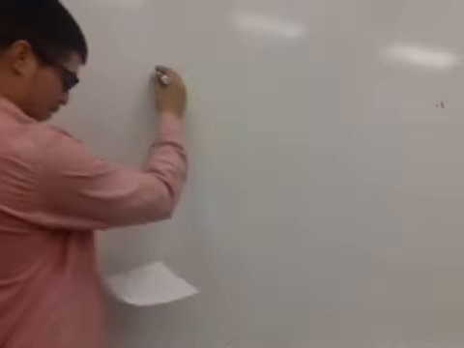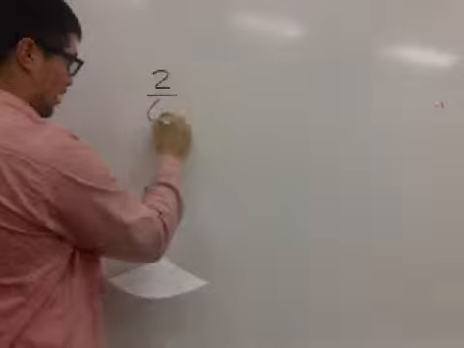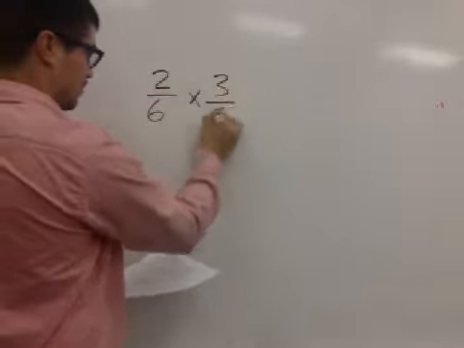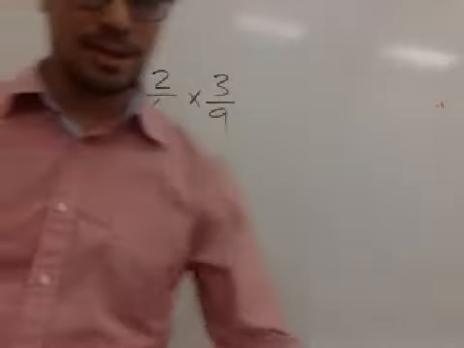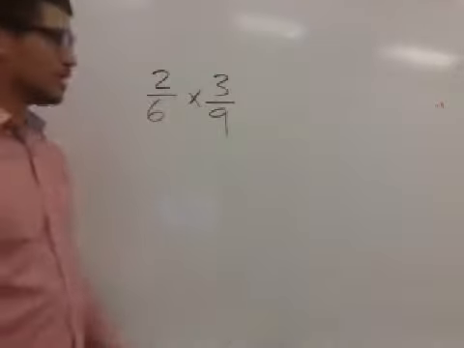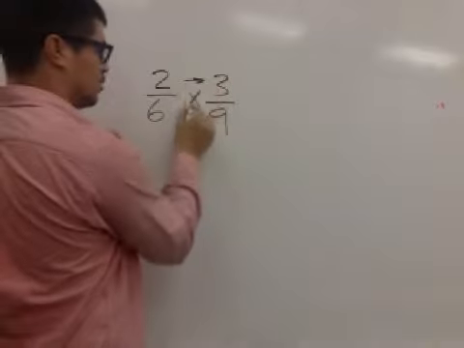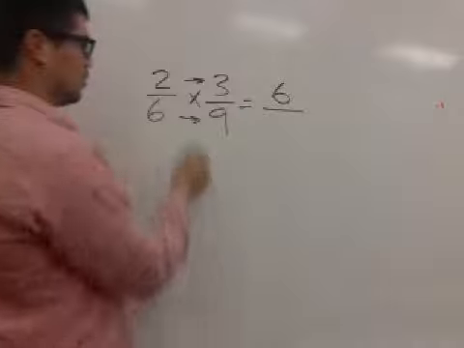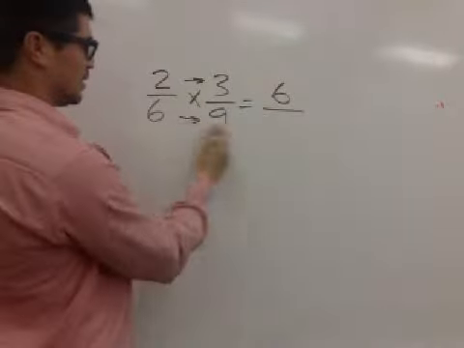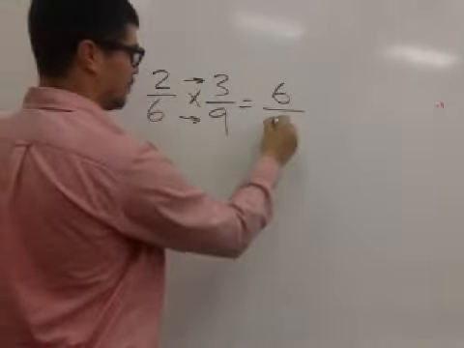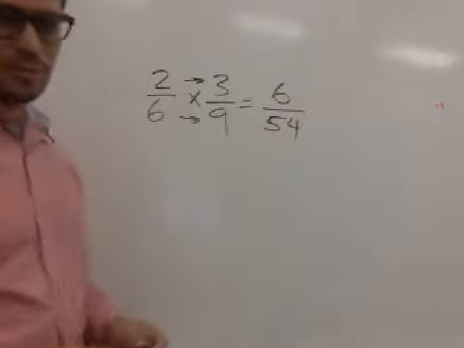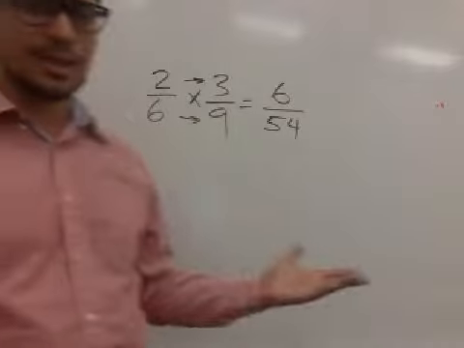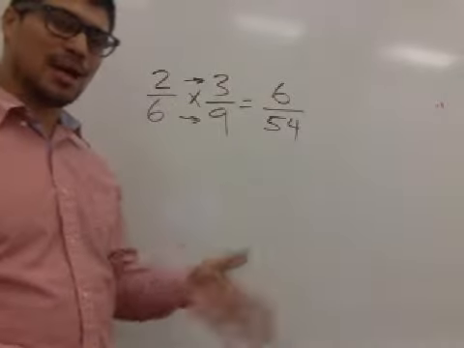So we have, for number 9, 2 over 6 times 3 over 9. Can't beat this. Easy peasy lemon squeezy. You multiply straight across. So 2 times 3 is 6. 6 times 9 is 54. And there you go. Voila. 6 over 54. That is it. So write that down. Pause it now.